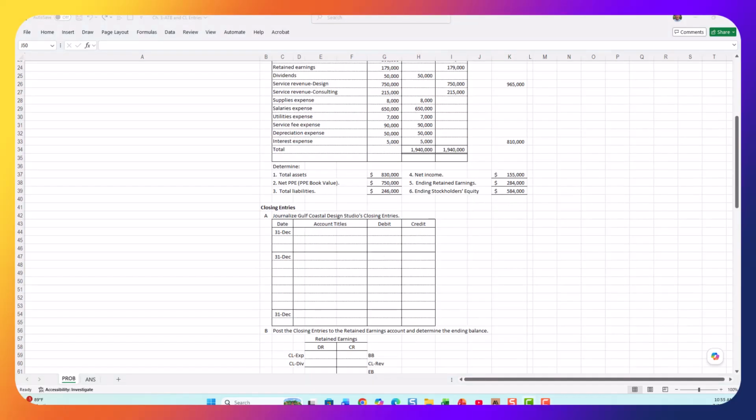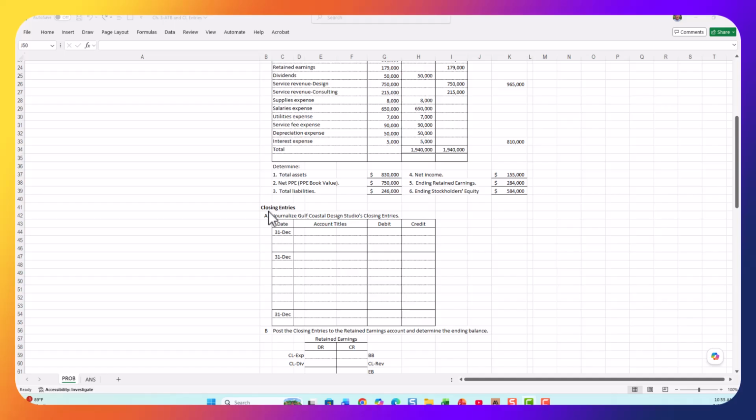Time to wind things down. Let's take a look at journalizing and posting the closing entries, getting retained earnings up to date, and then finally preparing a post-closing trial balance. Closing entries do 2 things. They bring every temporary account, revenues, expenses, and dividends, back to zero for the new year, and they roll their balances into retained earnings, where permanent year-over-year balances live.